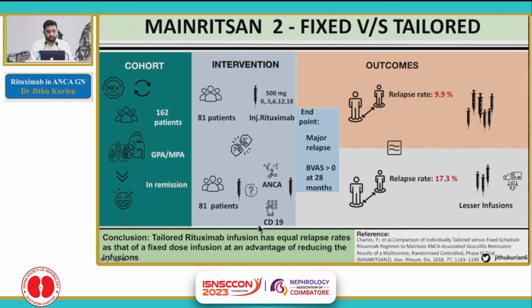So the conclusion was that the tailored rituximab infusion has equal relapse rates, with the advantage of reducing the infusion. But the catch here is that many of those patients who relapsed also had a CD19 of 0 and no rise in ANCA titers. So whether they were actually tracing the right target is the question here.